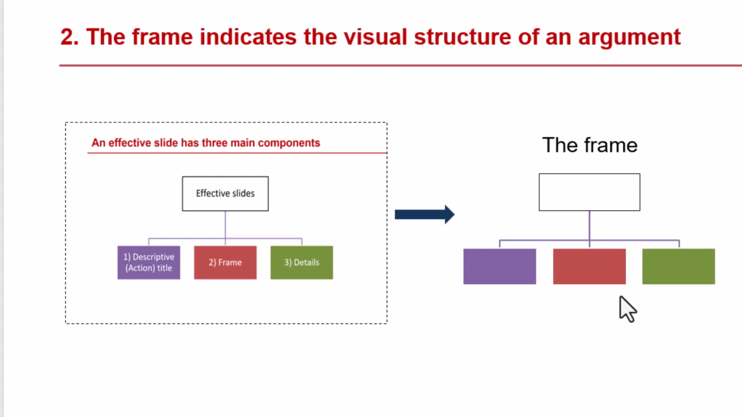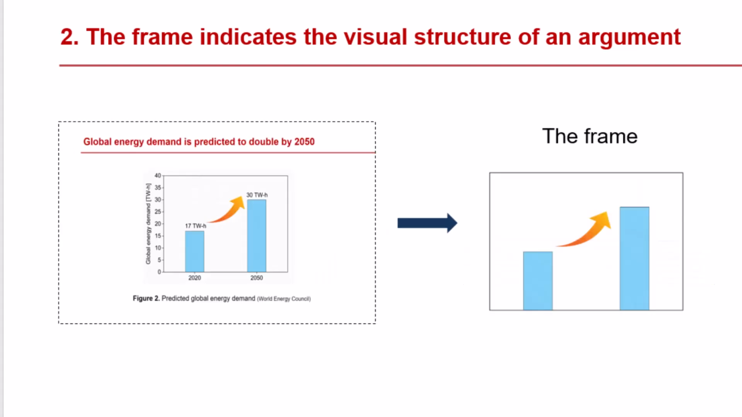It just gives you an idea of how the information is structured or how the information is related to each other. This is another example of the framing. If you see this slide, you immediately know that it's supporting the key message here that the global energy demand in 2020 is at this level, and in 2050 is going to rise to this. So the framing shows that there is an increase in something.